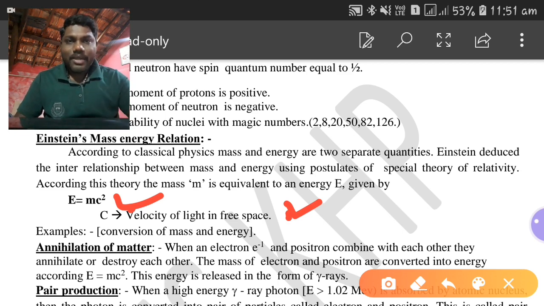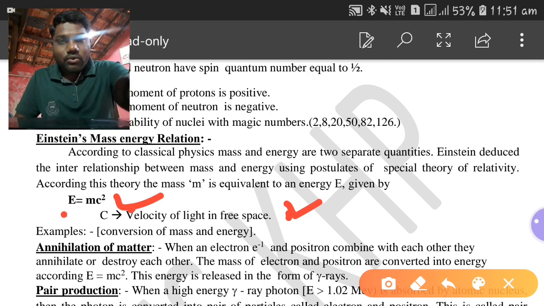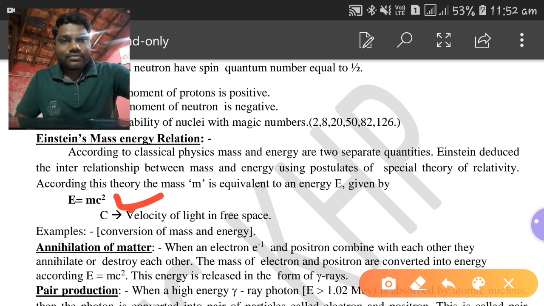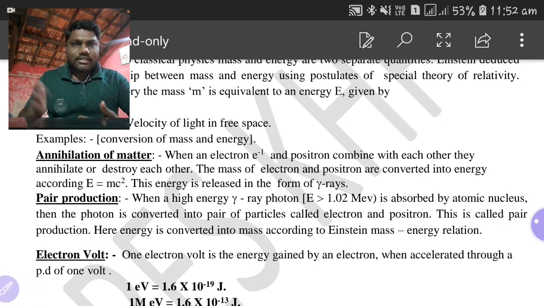I think this is clear. So once again I will repeat. According to classical mechanics, mass and energy are two different, individual, separate quantities. But when Einstein proposed his special theory of relativity, he deduced the relation between mass and energy. According to it, mass is equivalent to energy. That means mass can be converted into energy and energy can be converted into mass. So he made a relation between energy and mass, and that is given by E is equal to mc square. This is nothing but Einstein's mass-energy relation, where c is the velocity of light in vacuum. I think this much is clear. So Einstein's mass-energy relation clearly says that mass can be converted into energy and energy can be converted into mass.